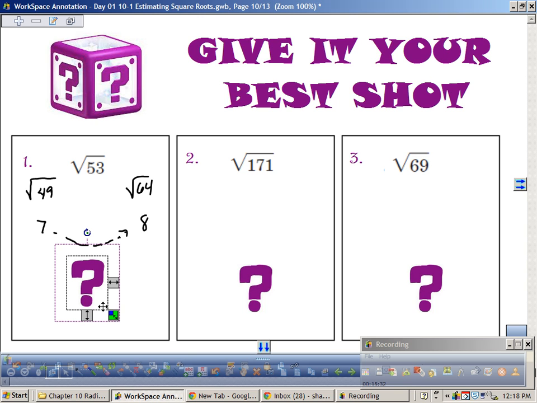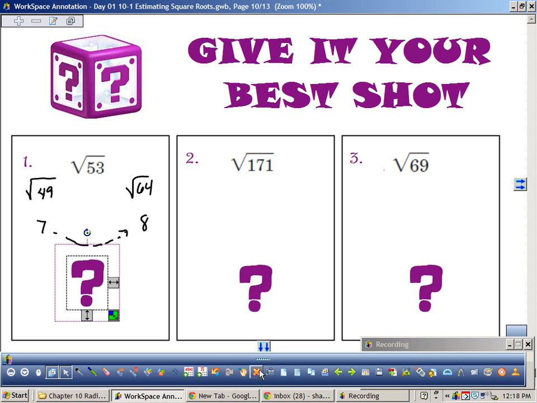Everybody have a guess? Message says 7.6, right? See how close he is. 7.3. That means it's quite a bit closer to the 49 than it is to the 64, right?